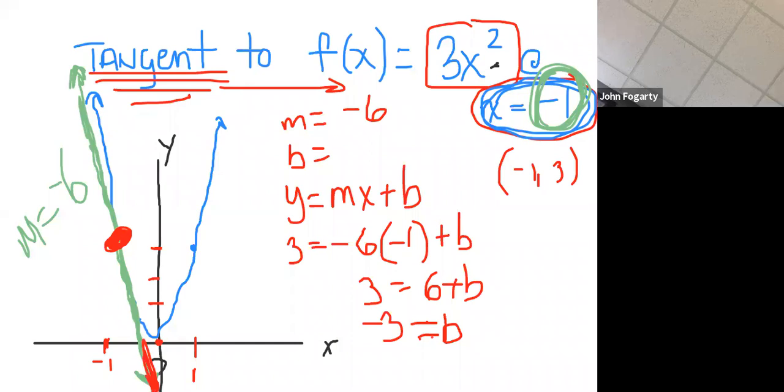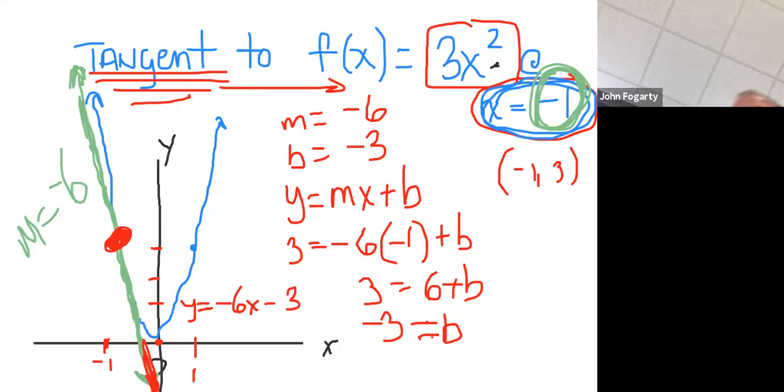So I got a slope of -6. I got a y-intercept of -3. Y equals -6x minus 3. That is the equation of that tangent line. All righty? Does that make sense?